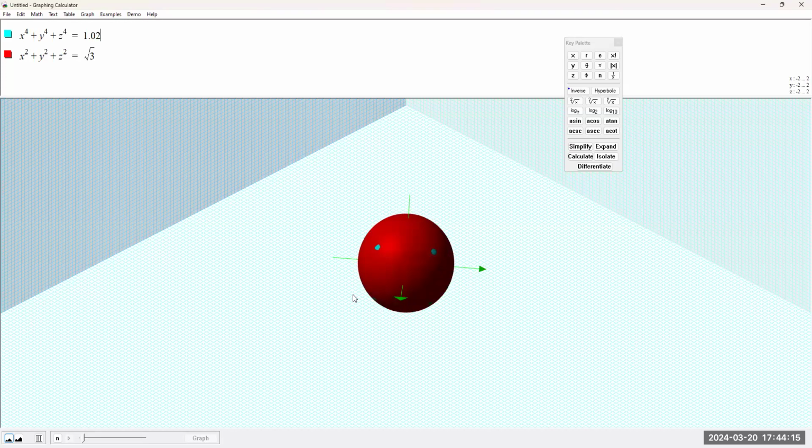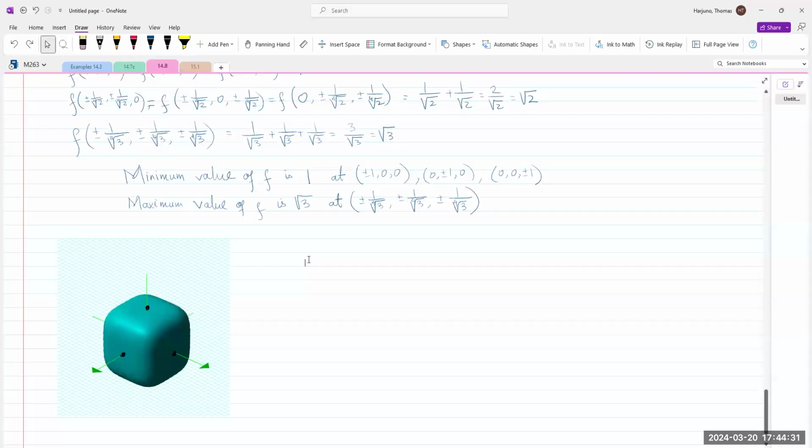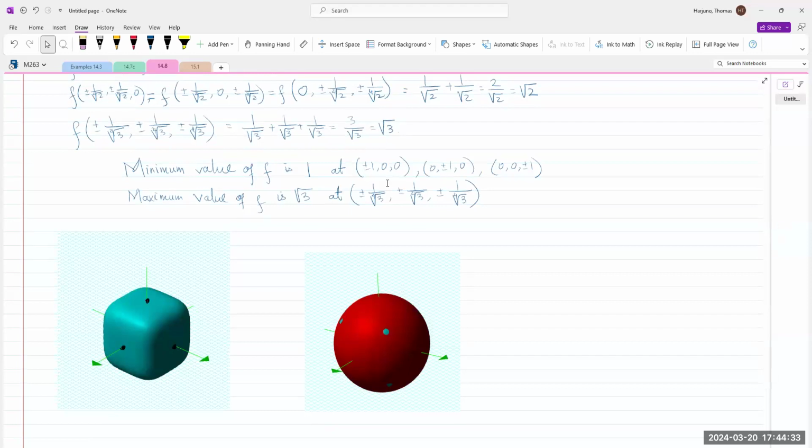Rotate it a little bit. I think I want to leave it like this. Okay, do the screenshot here. Okay, and bring it back to our graph nodes. Are we back at our nodes? Yeah, okay.